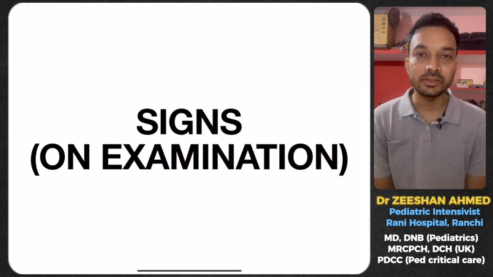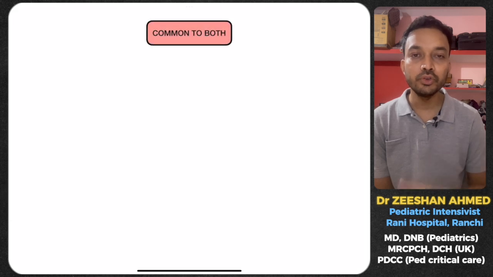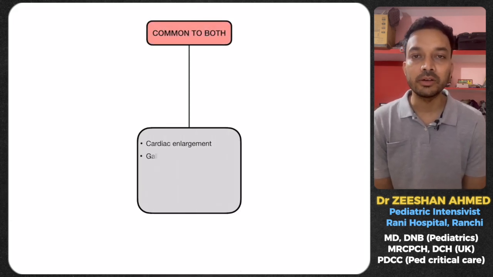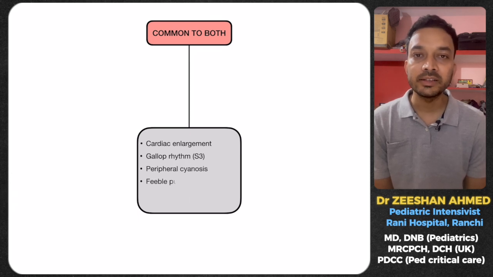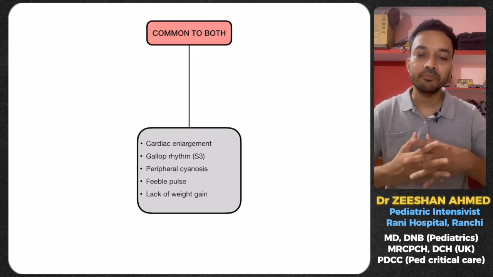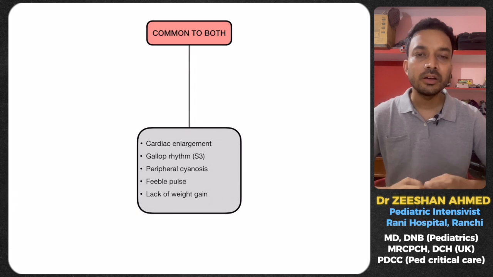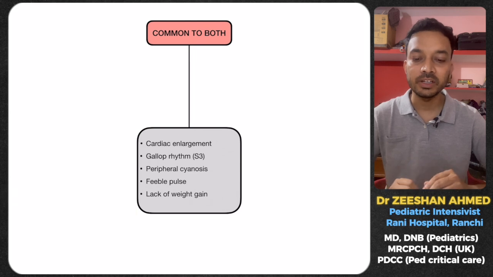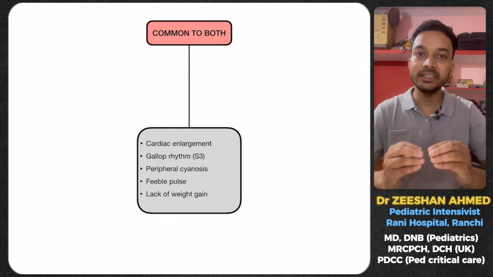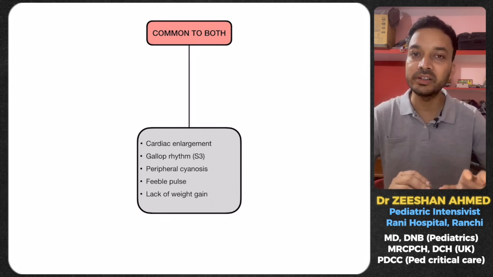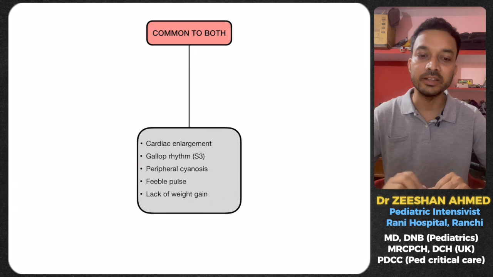Next, coming to the signs, what you will find on examination. There is a very beautiful algorithm or table given in OP Ghai Essential Pediatrics. First of all, it discusses signs which are common to both ventricles failing, like cardiac enlargement, gallop rhythm, or when the third heart sound can be heard, peripheral cyanosis, feeble pulse, and lack of weight gain. These signs are common whether the right ventricle fails or the left ventricle fails.